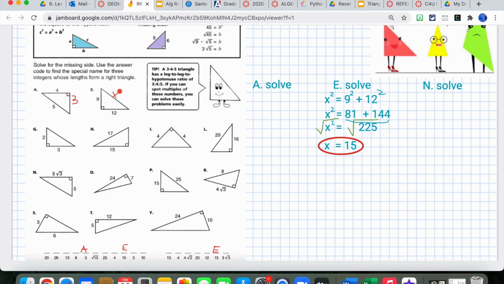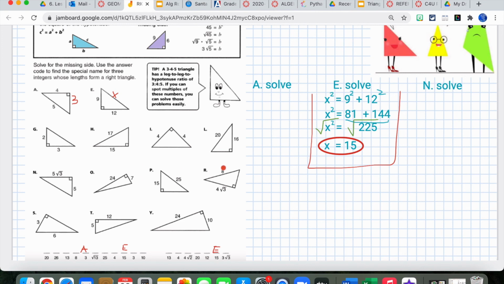By the way, the answer of 15 right here could be a little bit quicker if you look at the tip again. It said 3, 4, 5. If I multiply by 3 to 3, what do I get? If I multiply the same common factor to 4 and 5, what do I get? 12, and 3 times 5, 15. That is a trick. We will show you the long work here and then the trick.